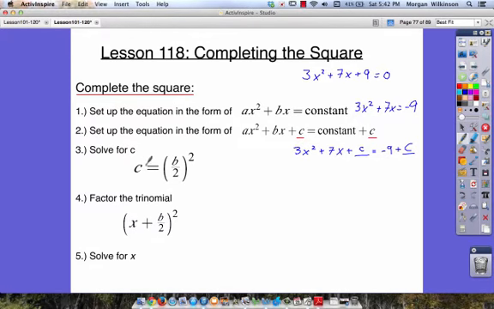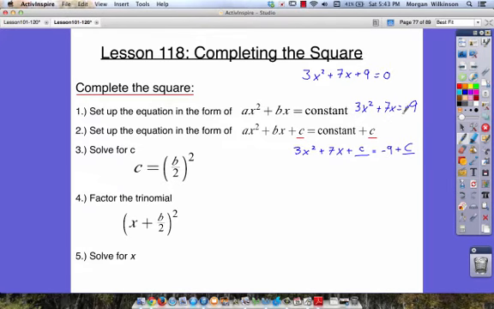Step 3 is to solve for c. c here on both sides of our equation equals b over 2 squared. Step 4 is to factor the trinomial that happens on the left-hand side in the form of x plus b over 2 squared. And then step 5 is to solve for x. We're going to go through steps 3, 4, and 5 in our next few problems. Please pause the video now to copy down these 5 steps for completing the square.